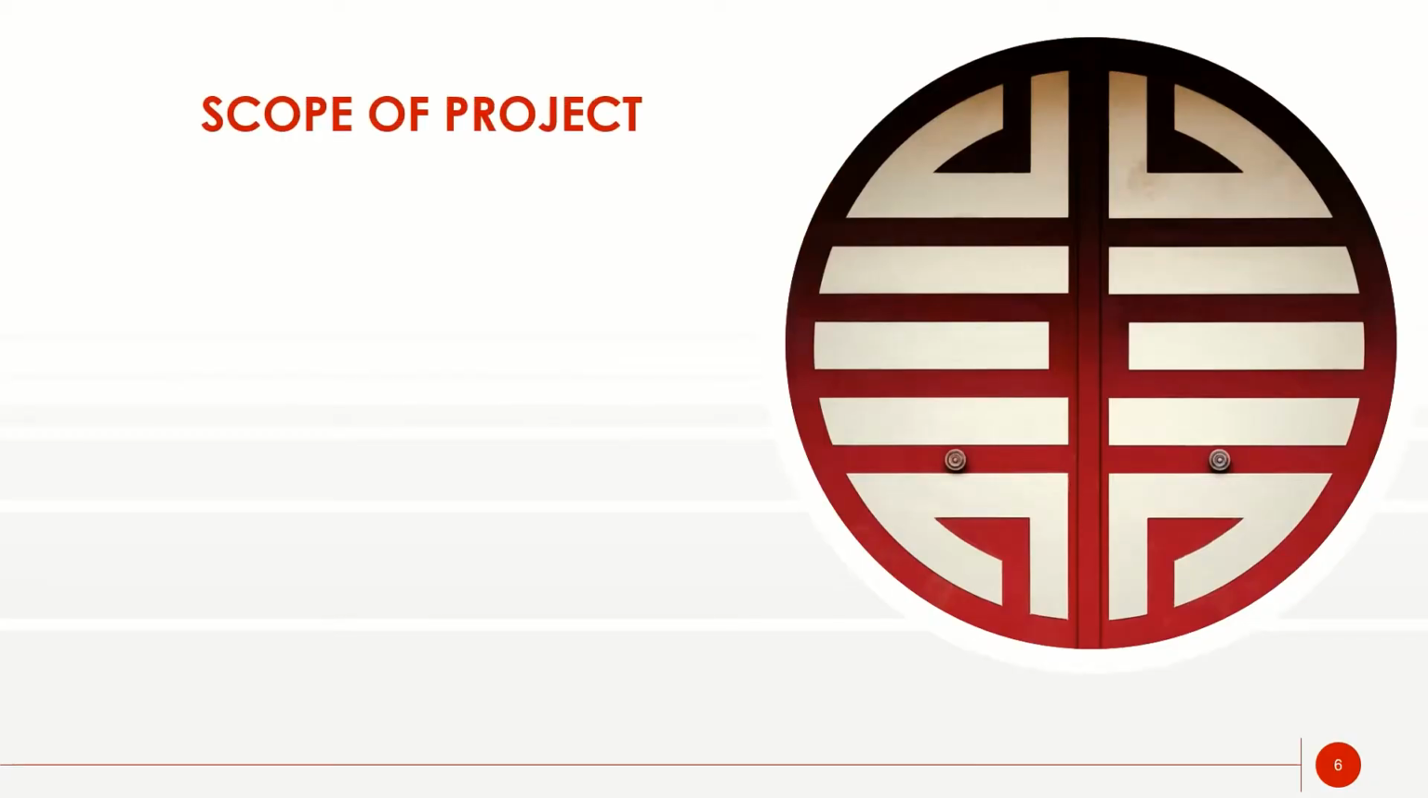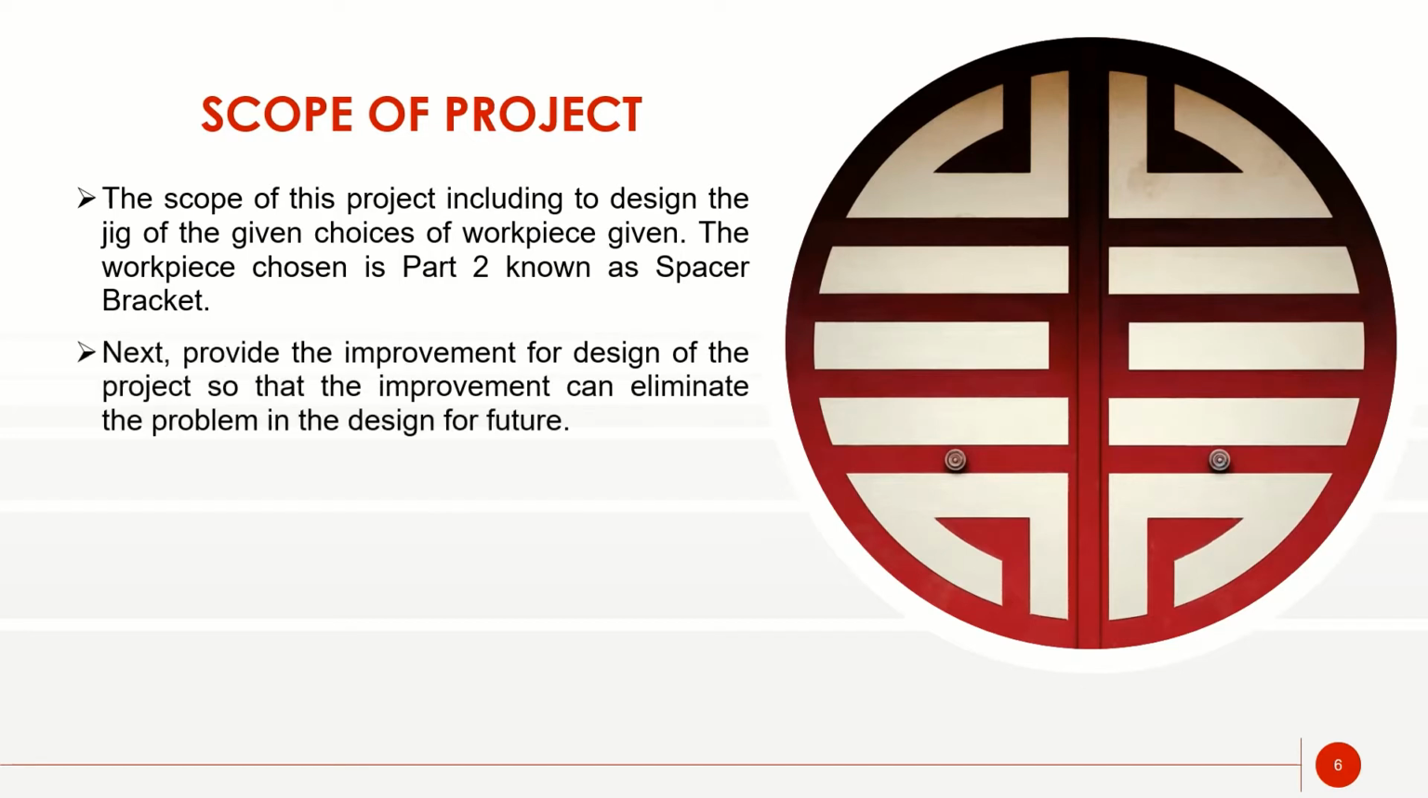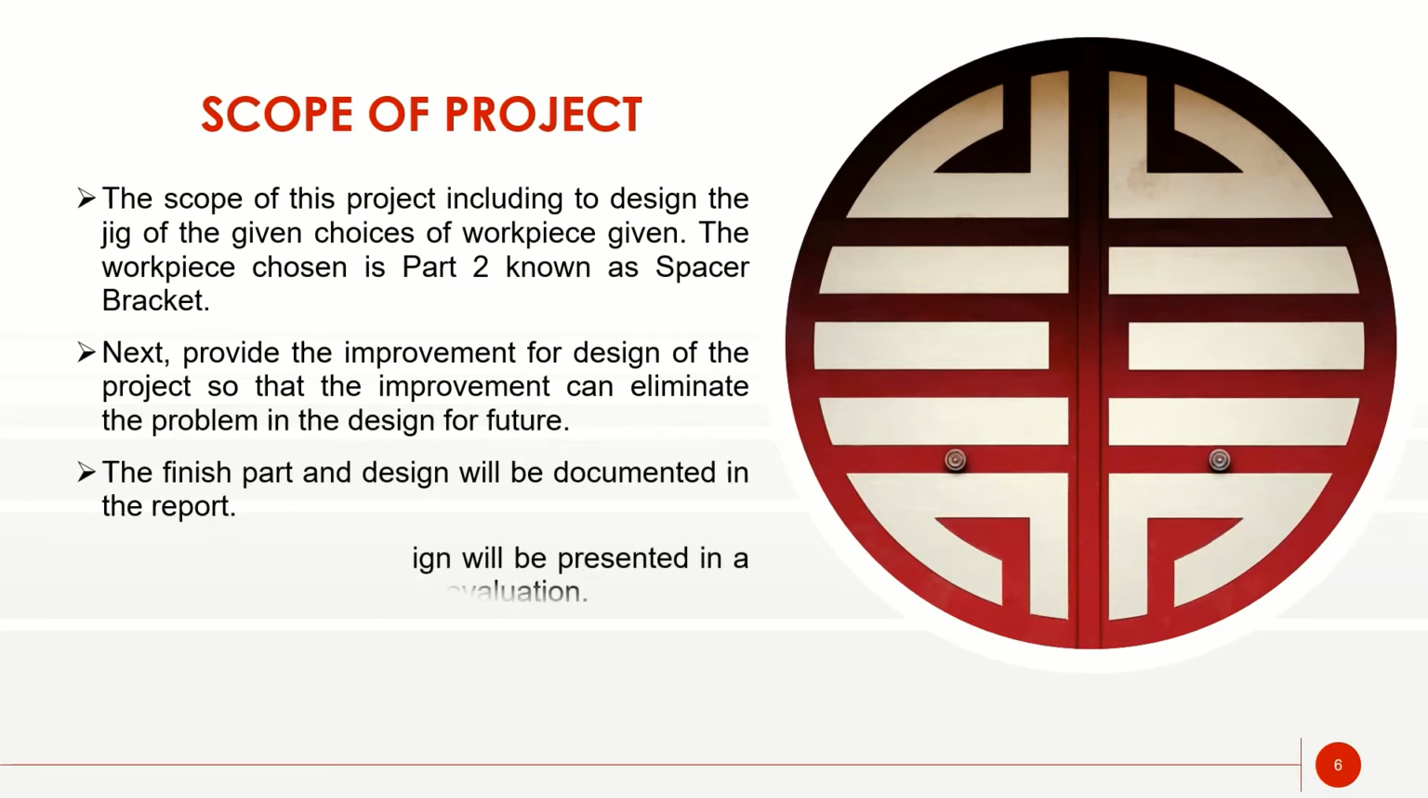Going on for the scope of project. The scope of this project including to design the jig of the given choices of workpiece given. The workpiece chosen is part 2, known as spacer bracket. Next, provide the improvement for design of the project so that the improvement can eliminate the problem in the design for future. The finished part and design will be documented in the report. And lastly, the finished part and design will be presented in the video presentation for the evaluation.